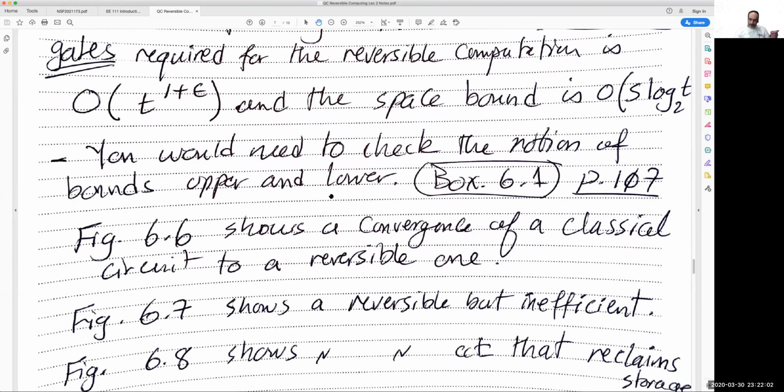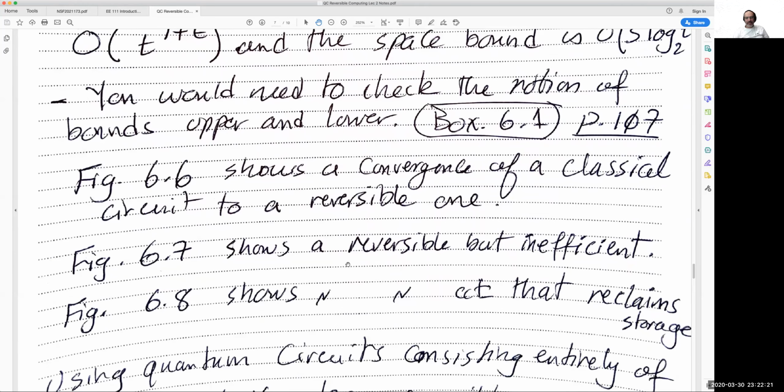For the notion of bounds, upper and lower, you can bound anything from the lower level and the upper level. You have a ceiling and a floor. You can find that on page 107 in box 6.1. It goes over the notion of the upper and lower bounds.